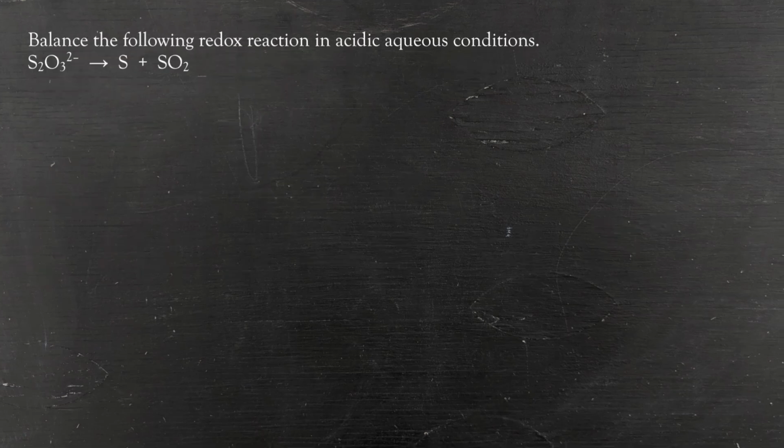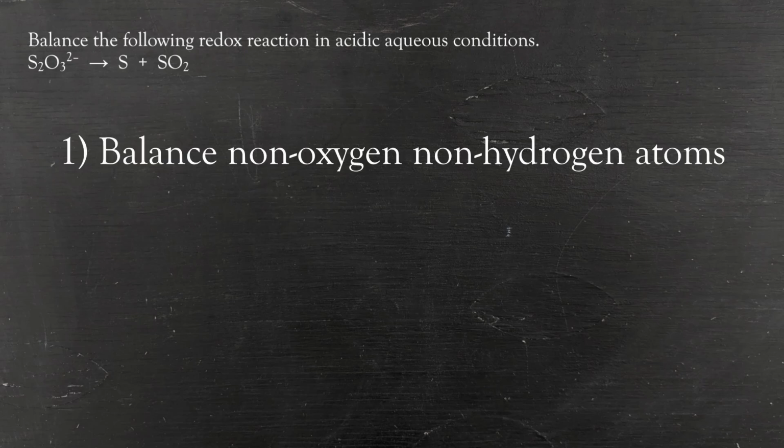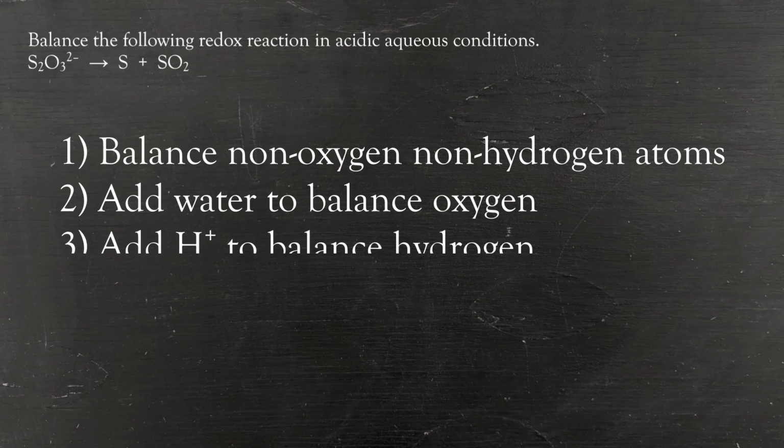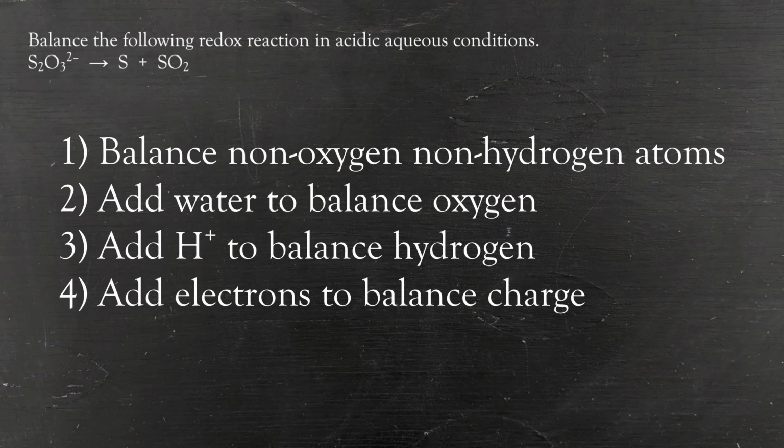For this question, we're working under acidic aqueous conditions. So the strategy we're going to use is we'll start by balancing the non-oxygen, non-hydrogen atoms. Then we can add water to balance out any oxygen we need. Then we can add H+ to balance out any hydrogen we need. And finally, we will add electrons to balance out the charge.